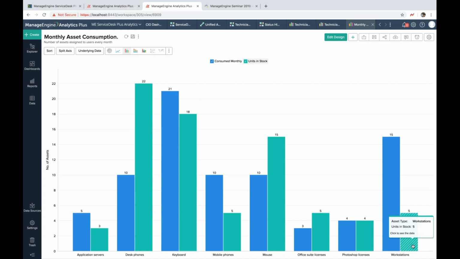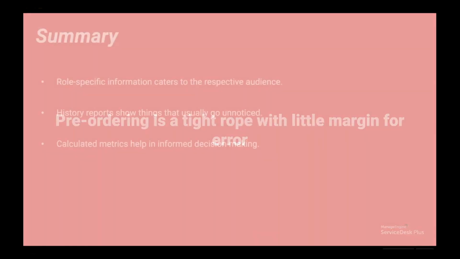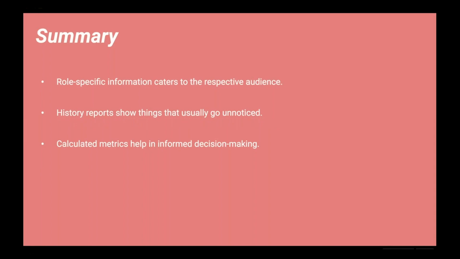So this is an easy way and a very decisive report that will help you in pre-ordering assets in your organization. So those were a couple of examples of how analytics can help you in decision making, or I should say informed decision making. So these are the things that we looked at. We looked at how role-based dashboards cater to the different audience in your organization by showing them metrics that they would be interested in.